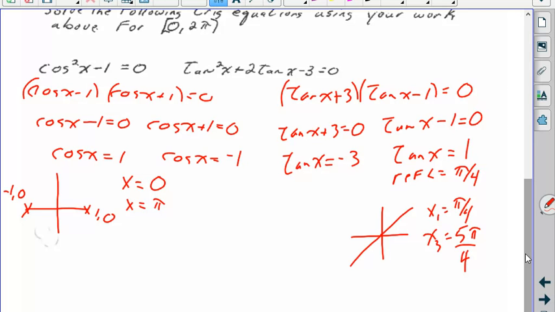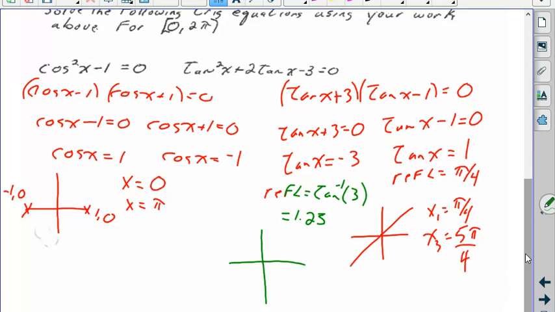Tangent x is equal to negative 3. Negative 3 is not one of our numbers. So the reference angle is equal to the inverse tangent of 3, just like we did before. Inverse tangent of 3, please. Probably about 1.5-ish, 1.6 maybe. I don't exactly remember. 1.25. Thank you.